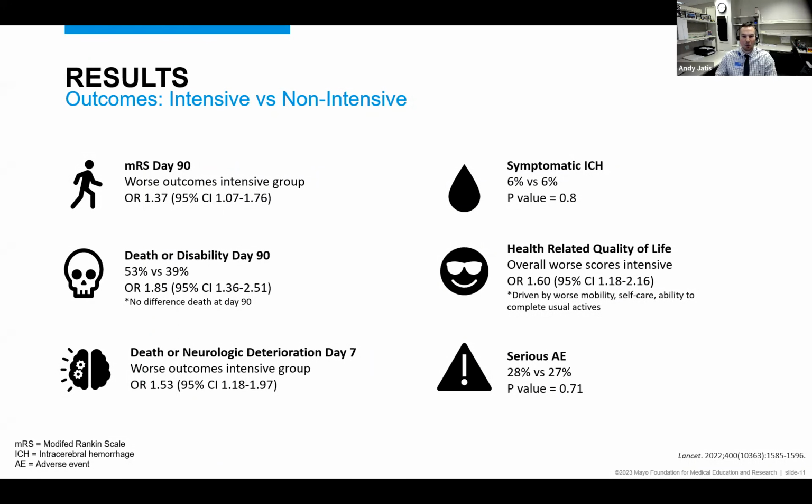When looking at the health-related quality of life assessment, patients reported overall worse scores in the intensive group. I would call out this was driven by worse mobility, self-care, and ability to complete usual activities. We also saw an increased number of patients that required tube feeding assistance at day 7 in the intensive arm. And then lastly, there are no differences in our serious adverse events.